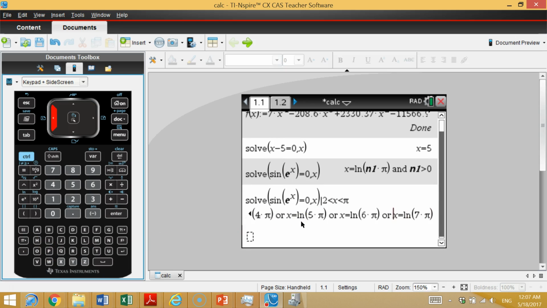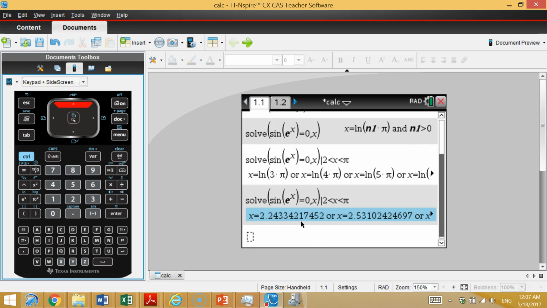Now there are a bunch of solutions. I still don't love this format, but these are all exact solutions. If I do control enter, I think it'll give me decimals. Yep, if I do control enter, it'll give me decimals. It looks like there are 4 answers, but I still have to scroll through them. And the big thing here is I can't see any sign changes.